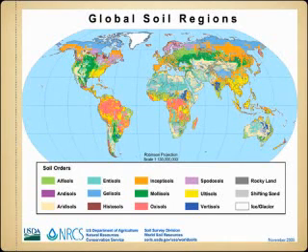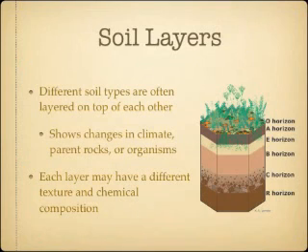I know some scientists can actually look at the composition of soil and pretty much pinpoint where it came from. Soil often is found in layers also. There are different soil types layered on top of each other. This can give us pretty much a history of that region, so it can show changes in the climate, the different rocks, or the organisms affecting them.